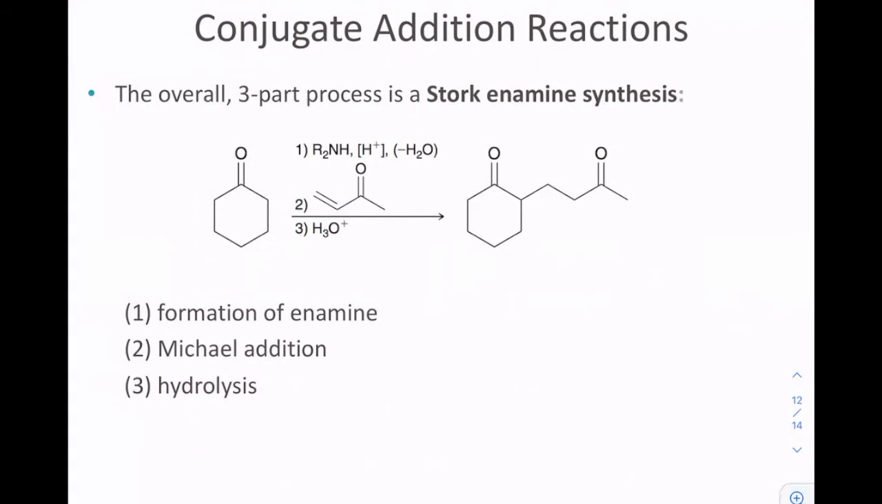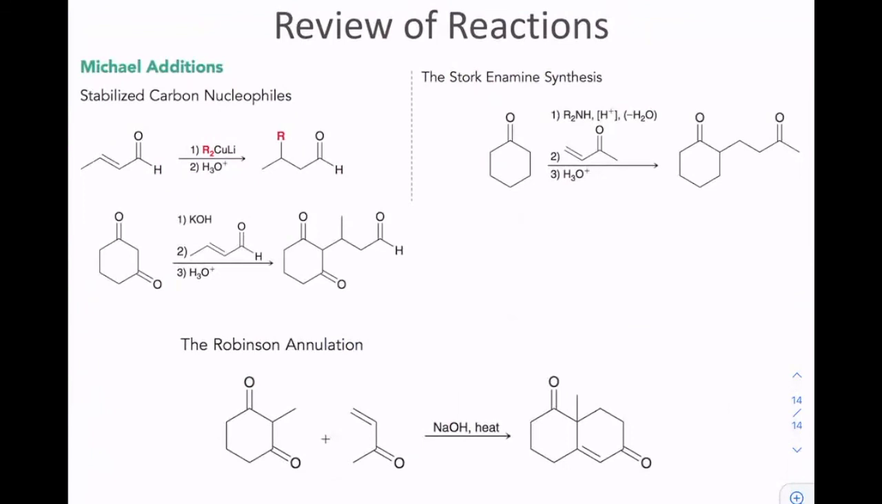First of all, we form the enamine using these reagents right here. Secondly, that's going to act as a nucleophile, and we're going to do Michael addition to our alpha beta unsaturated ketone here, and then we're going to work up with acid to end up with our diketone product. And if we do a quick review of the 2 reactions in this part of the chapter, Michael addition and the Stork enamine synthesis. Okay, good luck.